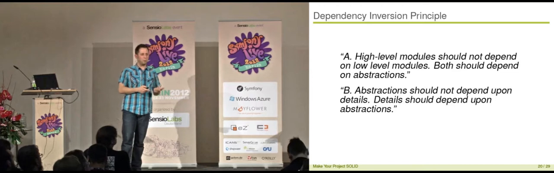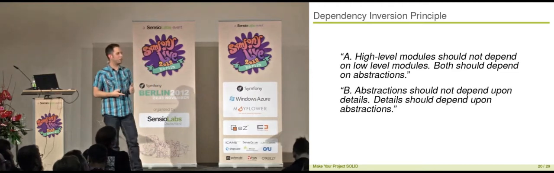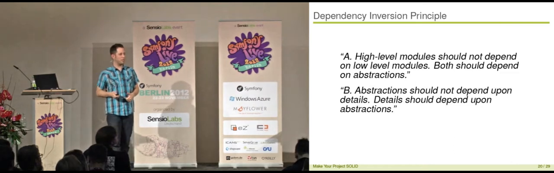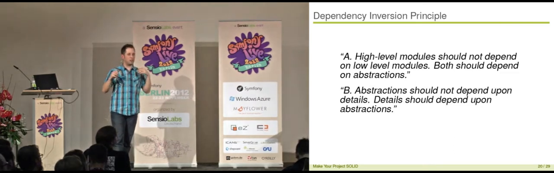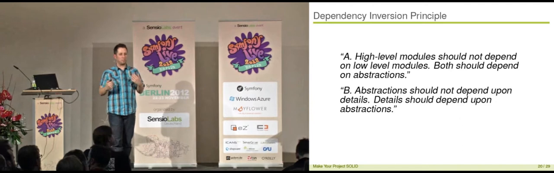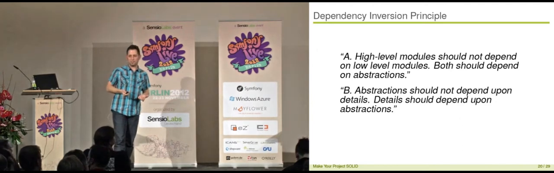The principle consists of two parts. The first part says high-level modules should not depend on low-level modules. Both should depend on abstractions. And the second is abstractions should never depend on details of their implementations, but instead details should depend upon the abstraction which they want to realize.